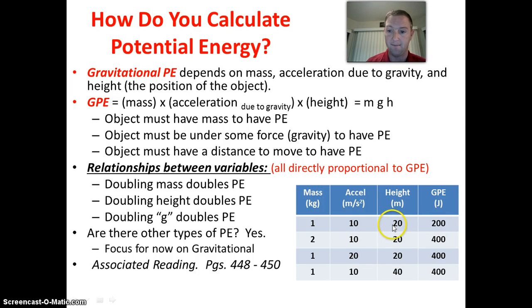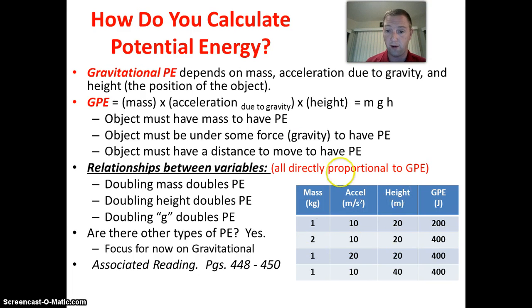If I double my height, so we go from 20 meters to 40 meters, I keep my mass the same, I keep my acceleration due to gravity the same. When I double my height, 20 to 40, I double my gravitational potential energy from 200 to 400. Therefore, double my height, double my gravitational potential energy, directly proportional.